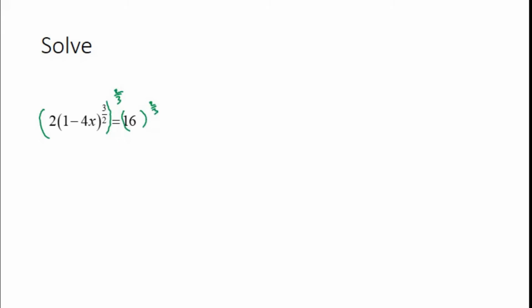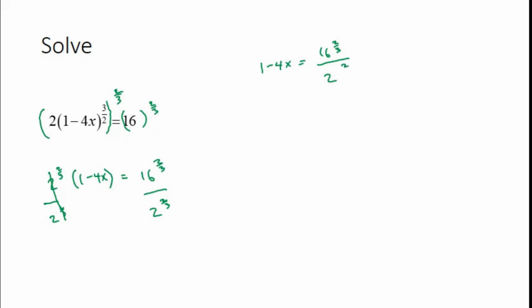So on the left side, we would have 2 to the 2/3 times 1 minus 4x. And this would equal basically 16 to the 2/3. We could divide both sides by 2 to the 2/3, and we end up with 1 minus 4x is equal to 16 to the 2/3 over 2 to the 2/3.